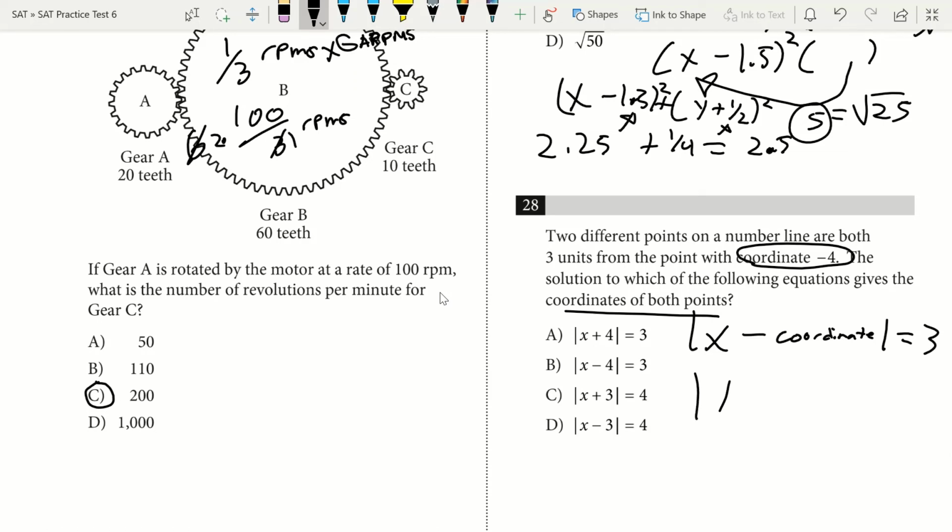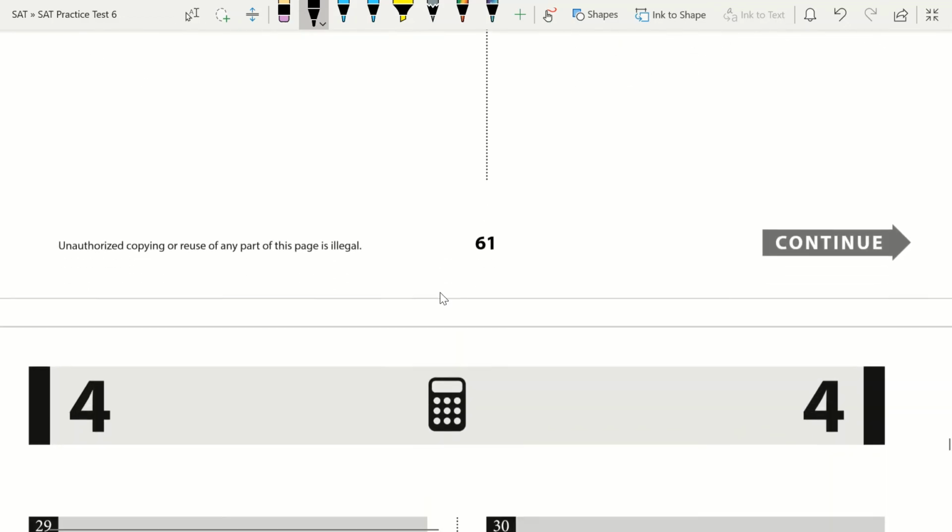So I plug in my -4 for my coordinate, I get x minus -4. X minus -4 is x plus 4. So I get absolute value of x plus 4 equals 3. You can check that because you know that the points 3 units from -4 are -1 and -7. Plug in -1 plus 4 gives you 3, and -7 plus 4 gives you -3, whose absolute value is 3, so 3 equals 3. So you can check it like that as well. So A will be your answer there.